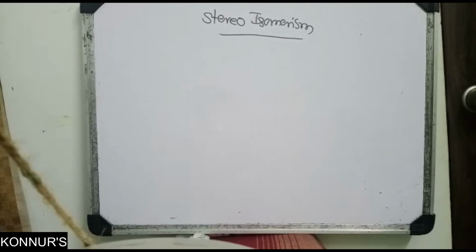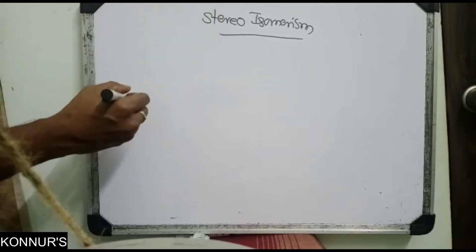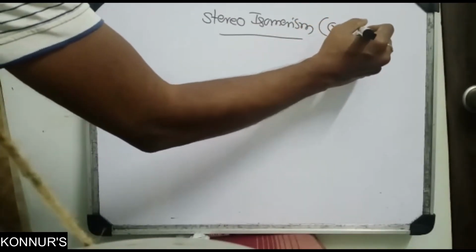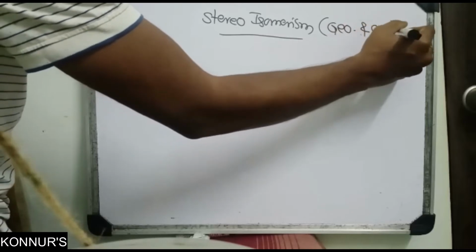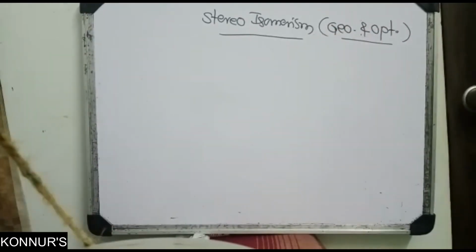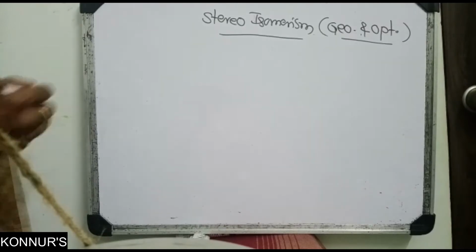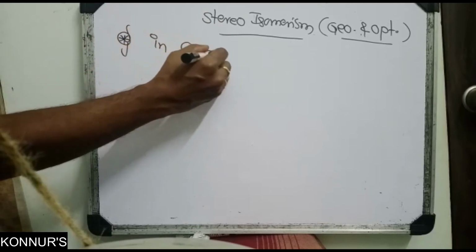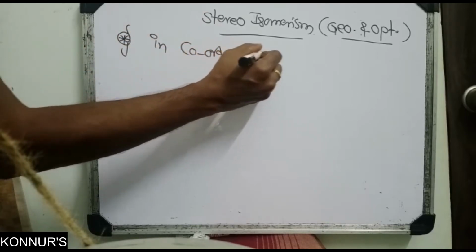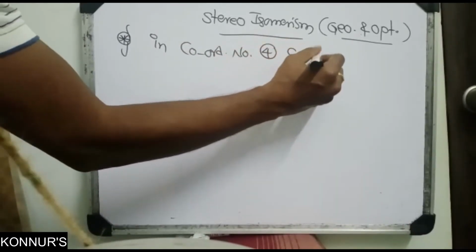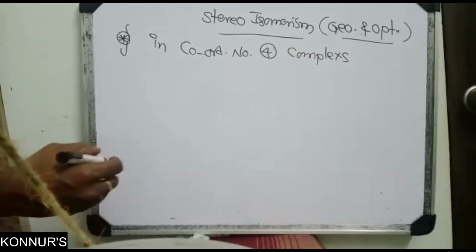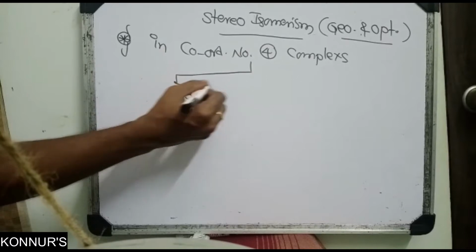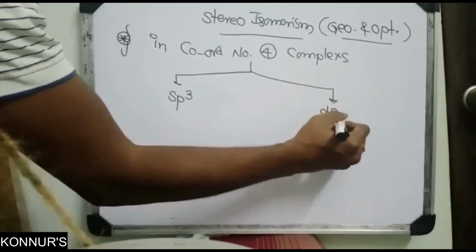Now we will discuss stereoisomerism. In stereoisomerism we have two types: geometrical and optical. We will see stereoisomerism in coordination number 4 complexes. For coordination number 4 we have two types of hybridization: one is sp3, another one is dsp2.